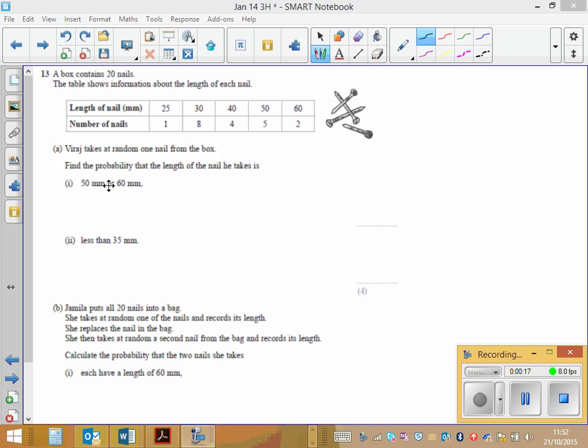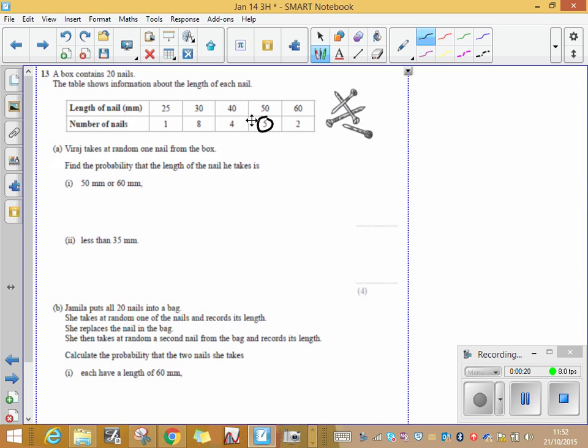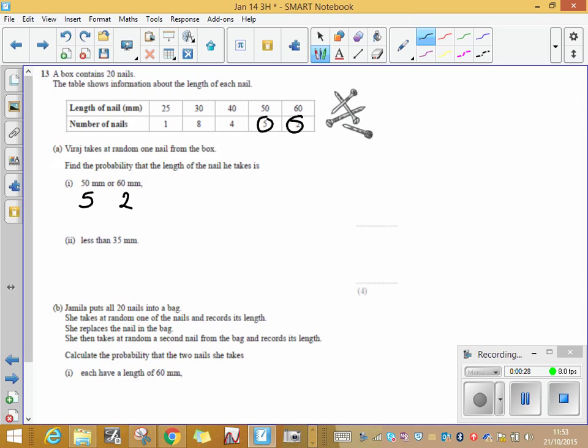Now we know that in the box there are 5 nails which are 50 millimeters long and there are 2 nails which are 60 millimeters long. So in other words, in total there are 7 nails which are either 50 or 60 millimeters long. So the probability of taking a nail of that length is 7 out of the 20. So that's just 7/20.